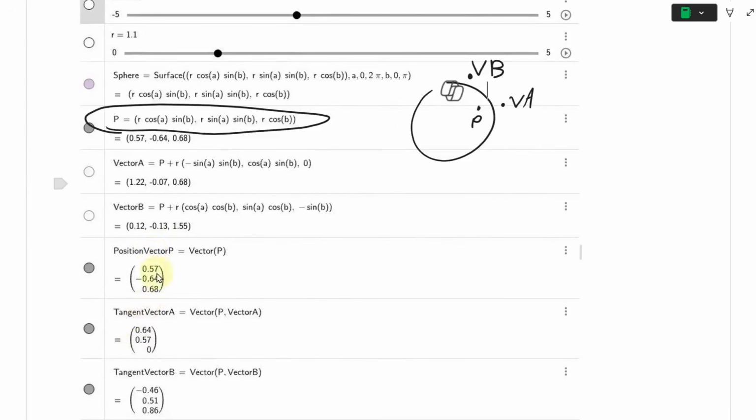And then I basically had a position vector, but this one's just a point. And then the position vector is going to be from the origin. I have it all the way to P like that. So vector P.